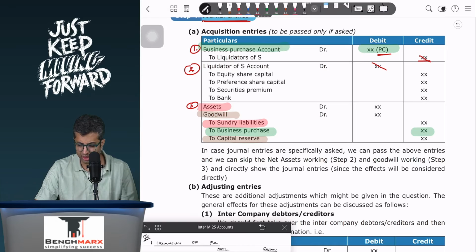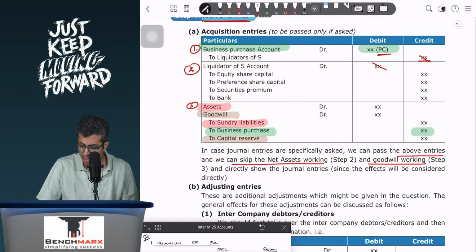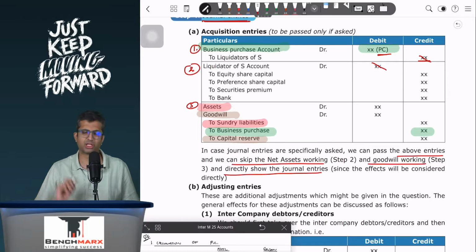So we have mentioned that in case journal entries are asked, then we can pass the above entries and we can skip the net asset working and the goodwill working and directly show the journal entries. Since the effects will be considered directly, the balancing figure will automatically come. But remember, you will have to calculate PC.